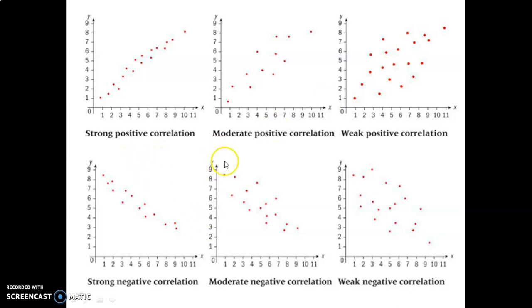Here we see the same thing in a negative direction. As the x variable goes up, the y variable goes down, so it's negative. And again, we have strong, moderate, and weak correlation.